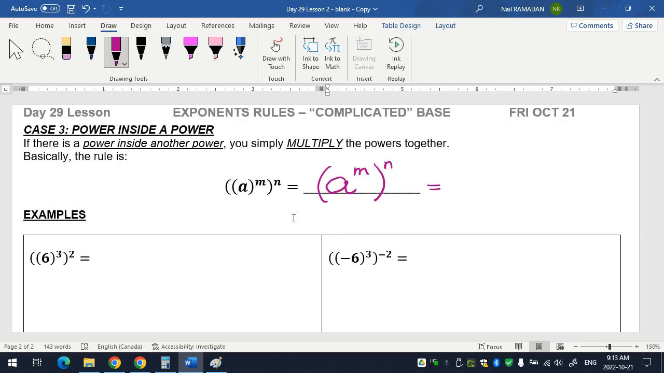Because to them, it's like, oh, it's like this one. Are those two the same? Everyone, are those two the same thing? No, they're not. One of them is a power inside of a power. One of them is a power times a power. Here you add. Here you multiply. You will still make that mistake sometimes.